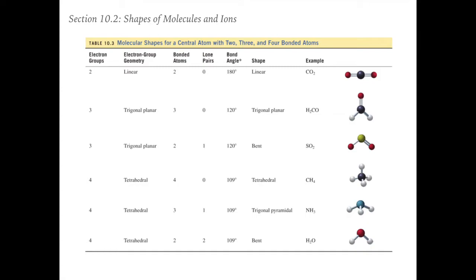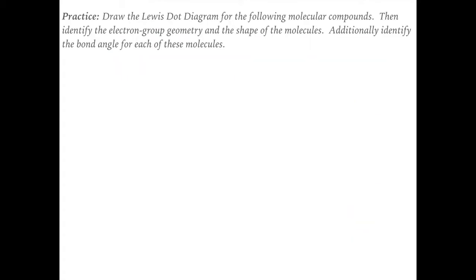Then if you've got four electron groups, but two of them are bonding and two of them are lone, then your shape is going to be bent, just like water. Because for water, you've got two pairs of shared electrons, two bonds, and then you've got two pairs of lone electrons. So those are the only shapes that for this class you are going to be responsible for. So let's try an example.